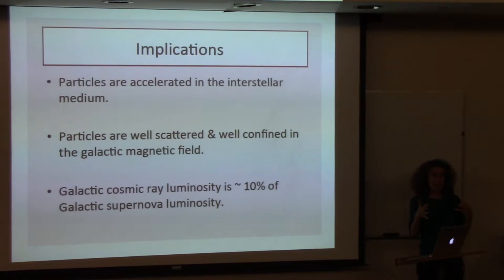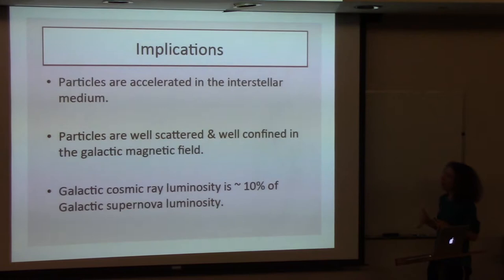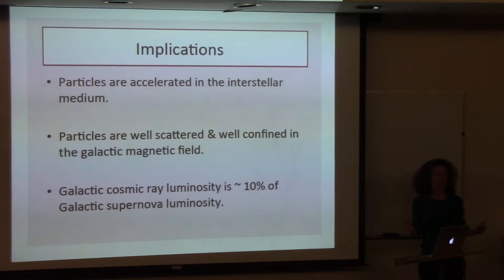And if we take the measured cosmic ray energy density and lifetimes, we can estimate that the cosmic ray luminosity is about 10% of galactic supernova luminosity. And by 10%, I mean 10% of the 1% that doesn't come out in neutrinos. So about 10 to the 50 ergs per cosmic ray.